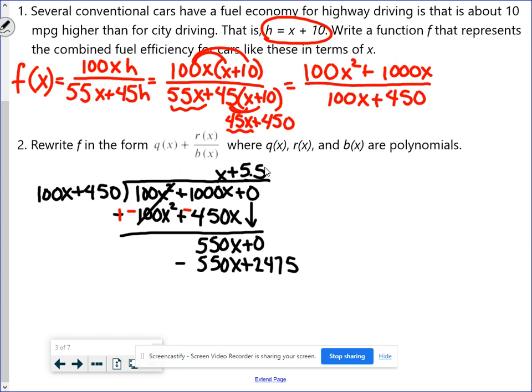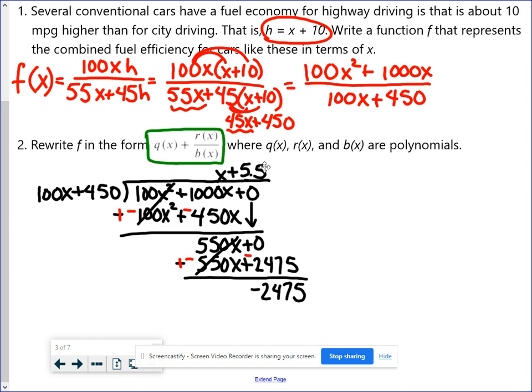And we would subtract, add the opposite. So my x's go away. 0 plus a negative 2475 is negative 2475. And keeping in mind how they want this answer to look, they want a polynomial function, which is going to be my x plus 5.5. And then they want the remainder, that negative 2475, to go over the divisor.